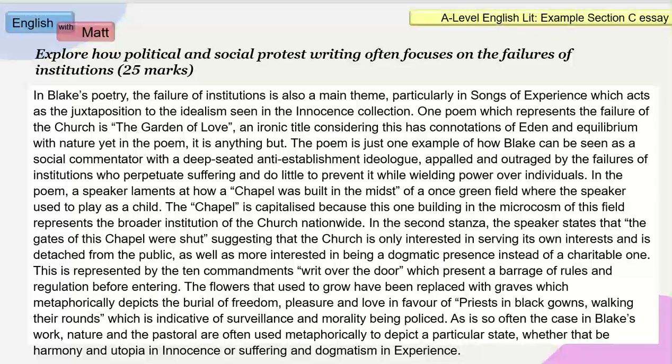This is represented by the Ten Commandments writ over the door, which present a barrage of rules and regulation before entering. The flowers that used to grow have been replaced with graves, which metaphorically depicts the burial of freedom, pleasure, and love, in favour of priests in black gowns walking their rounds, which is indicative of surveillance and morality being policed. As is so often the case in Blake's work, nature and the pastoral are often used metaphorically to depict a particular state, whether that be harmony and utopia in innocence, or suffering and dogmatism in experience.